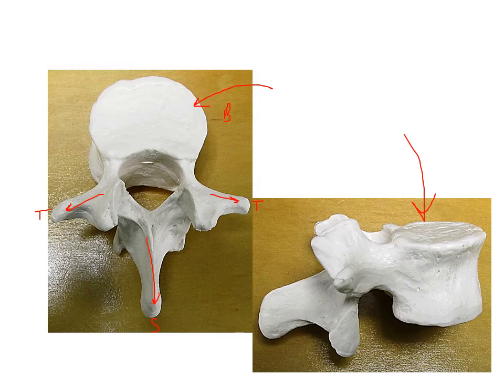So now the last two things we want to look at are the name for the connection between the transverse process and the body, and the name for the connection between the spinous process and the transverse process. The junction between the spinous process and the transverse process is called the lamina. The junction between the transverse process and the body is called the pedicle.